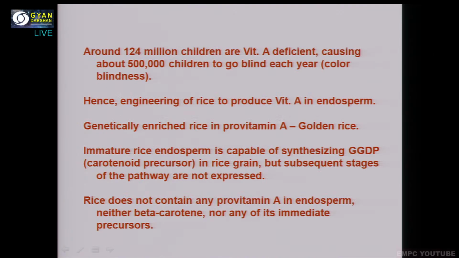What is the utility of vitamin A? You can see the effect of deficiency of vitamin A. 124 million children are vitamin A deficient, and that causes about 500,000 children to go blind each year, and you have color blindness. So, therefore, it is very much essential that you engineer rice which will overproduce vitamin A in the endosperm.